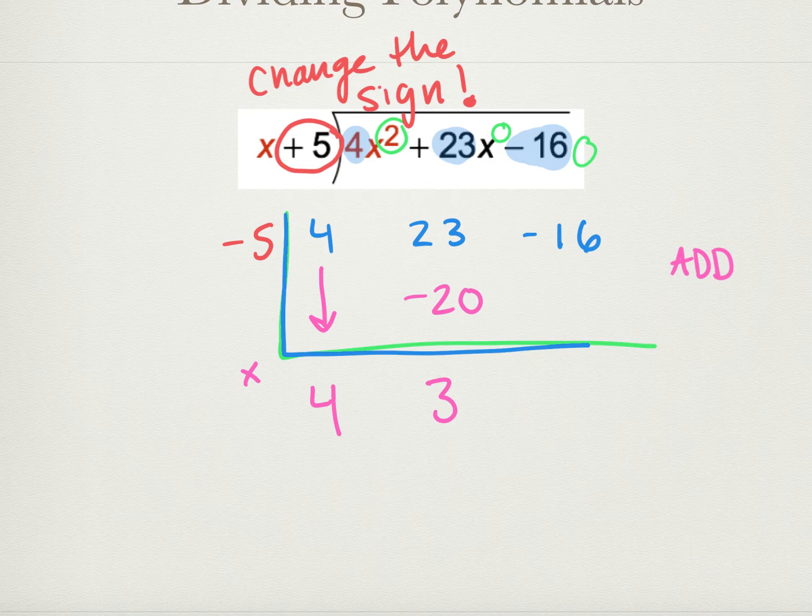So outside numbers I multiply. What's negative 5 times 3? Negative 15. Inside the box I add. So it's negative 16 minus 15. Negative 31.